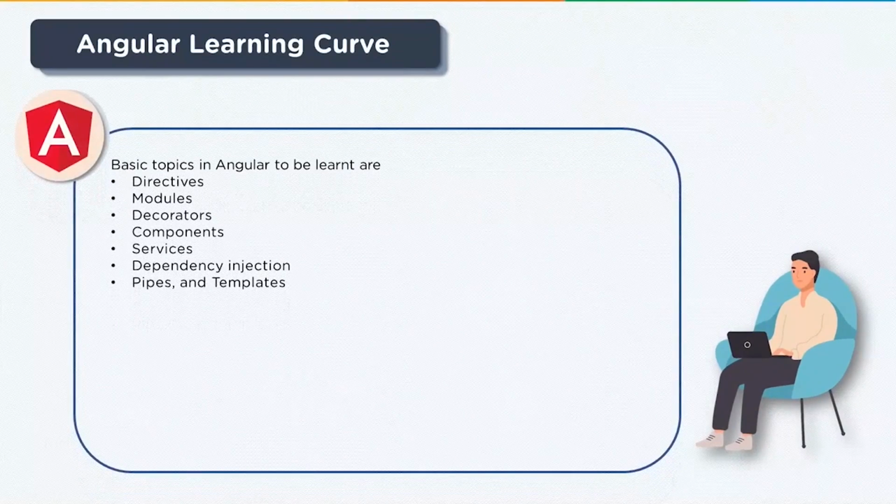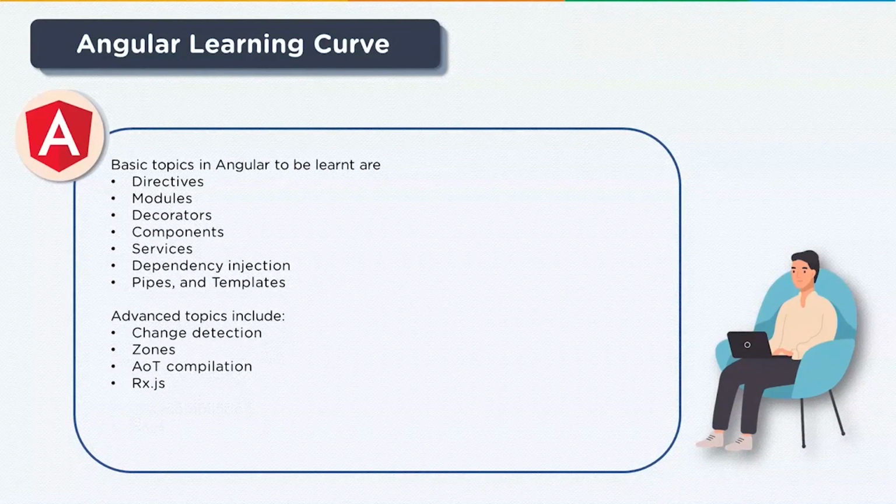Now, if you wish to learn Angular, you need to be acquainted with basic topics in Angular. Some of them are directives, modules, decorators, components, services, dependency injection, pipes, and templates. Once you've mastered your basics, you will want to understand more advanced topics such as change detection, zones, AOT compilation, and RxJS.